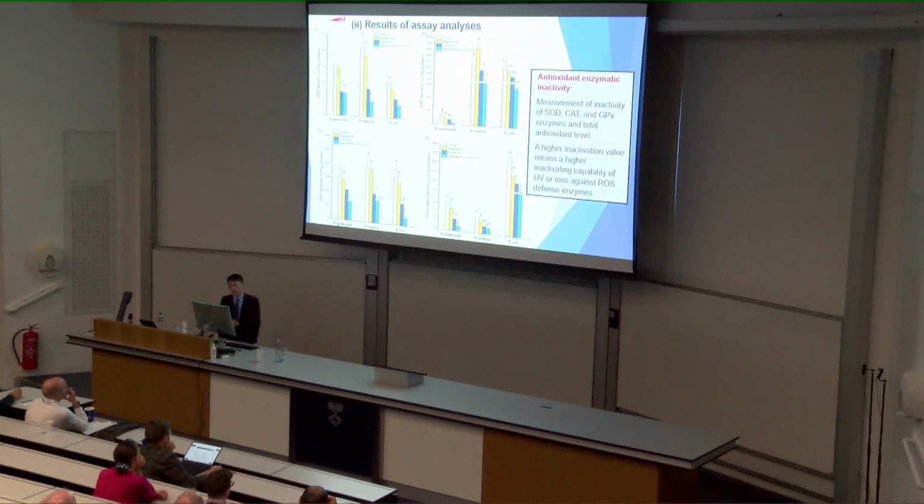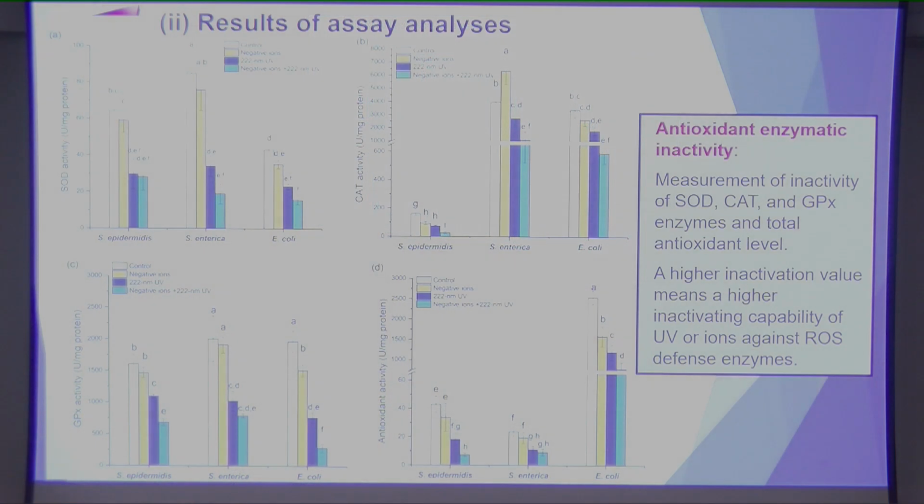And also for the antioxidant enzymatic activity. This one I measured. You can see here, the white bar is the control, this is the negative ions, and this is 222. It means that 222 inactivates the enzyme quite well. But if I combine them together, it may do better.